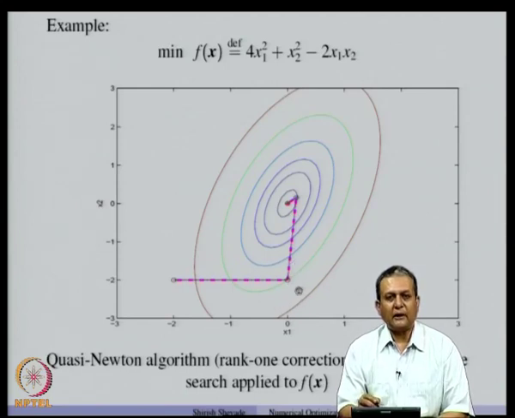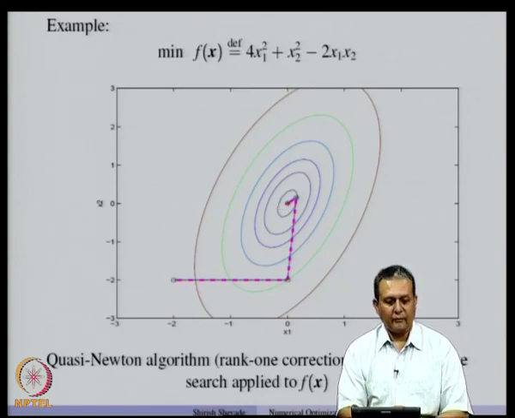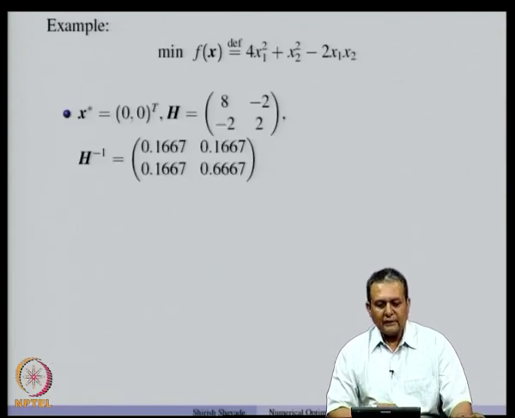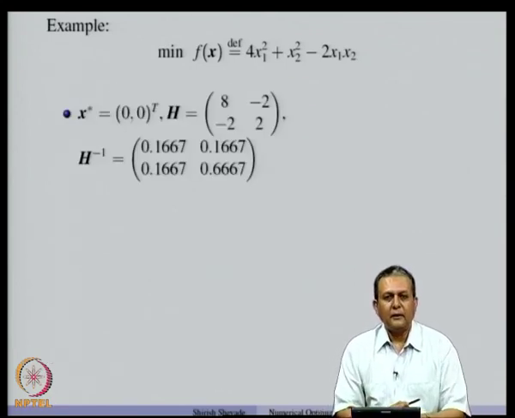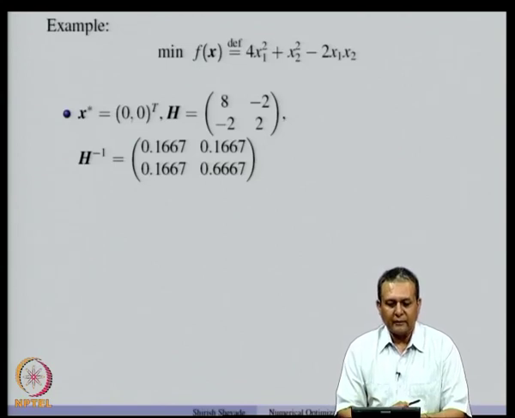I am not using exact line search here. So, with inexact line search, we come to this point, and then from this point, we go to this point, and then in the third iteration, we reach the solution. So, this is the initial point, this is x1, this is x2 and x3. So, at the end of the third iteration, we have reached the solution in this case. Now, let us see some more details about this experiment.